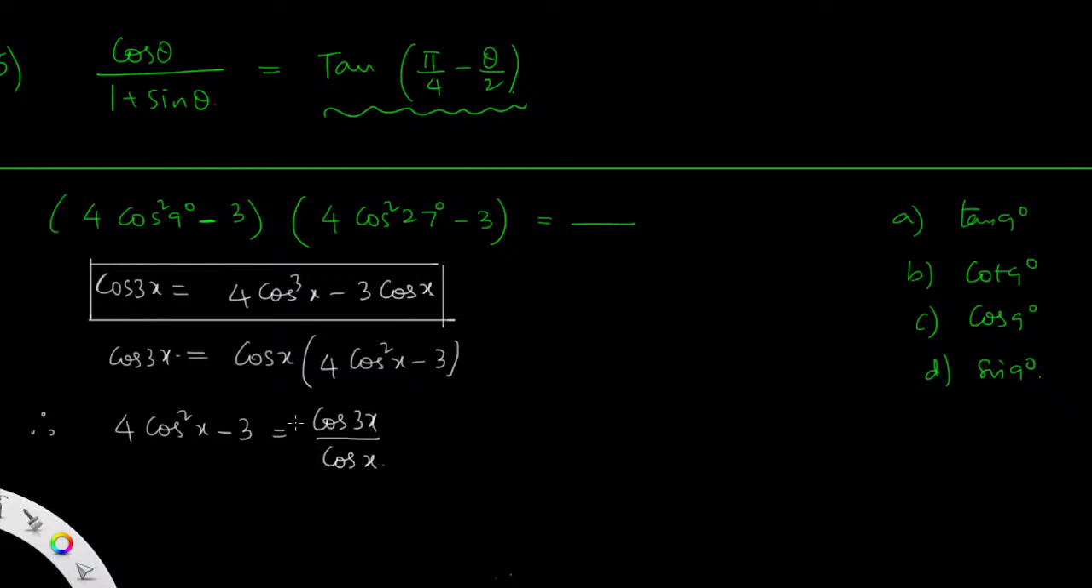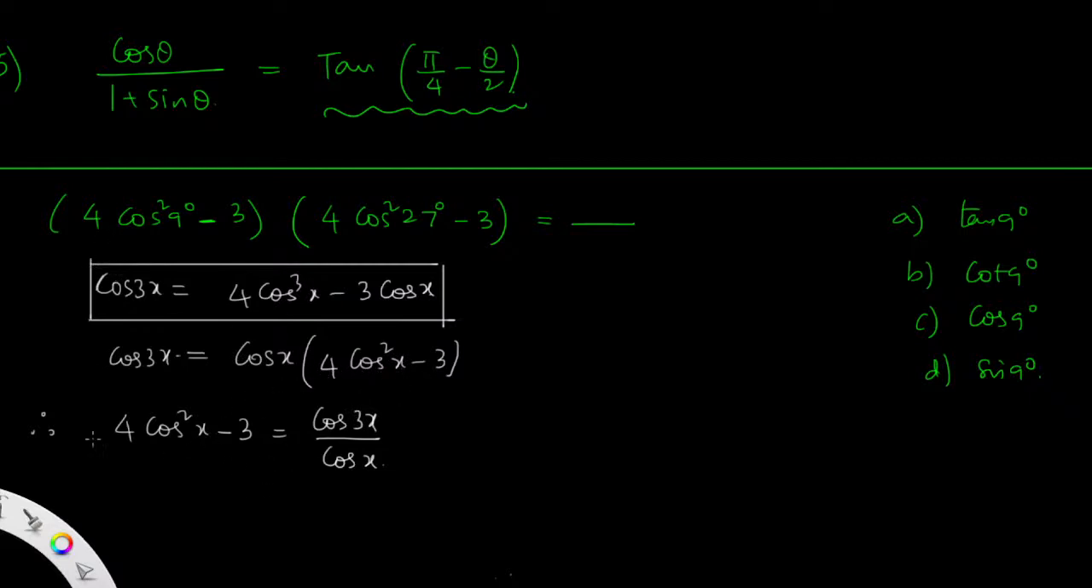Yes, is it correct or not? Give the response. Using the formula for cos 3x, on the right-hand side I take cos x common, so cos 3x divided by cos x equals 4 cos square x minus 3.